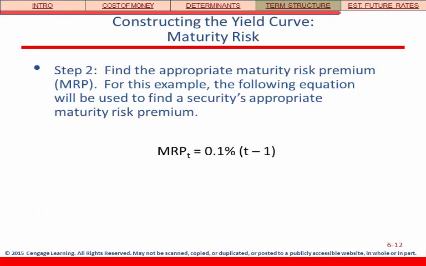Now let's take a look at step 2 for constructing a yield curve. We have to find the appropriate maturity risk premium. Okay, so how do you go about doing this? You just use the equation below, 0.1% times (t minus 1). And so this is going to be a smaller part of the yield curve, but it's an important part, as you'll see in the next graph.